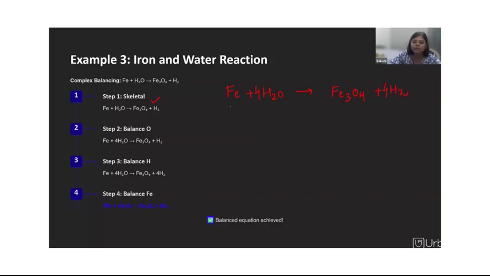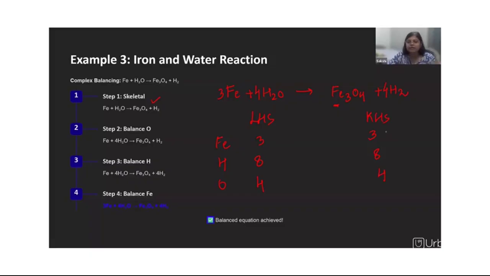Now again, we are going to make a table to make our work easy. So I have iron, hydrogen and oxygen. Iron is not balanced, 1 and 3. Hydrogen, we have 8 and 8, that is balanced. Oxygen is also balanced, right? Now our work is to balance iron. There are 3 iron atoms here. What we can do, I can place 3 here, right? So now my equation is balanced.